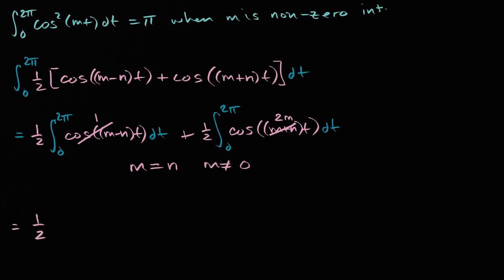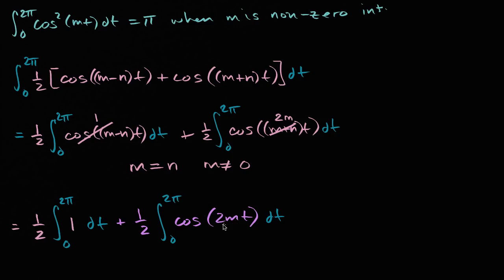This is going to be equal to 1/2 times the definite integral from 0 to 2 pi of 1 dt, plus 1/2 times the integral from 0 to 2 pi of cosine of 2mt dt. So once again, we're assuming m is not equal to 0. This is the definite integral from 0 to 2 pi of cosine times some non-zero coefficient times t. Well, once again, we've established multiple times that this is going to be 0. So this whole second term is going to be 0.